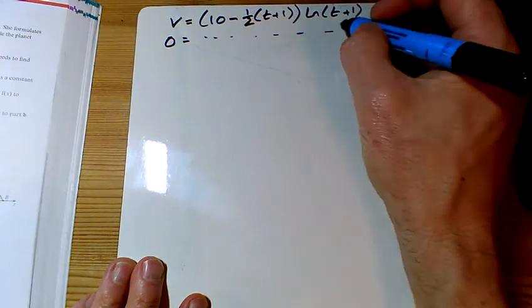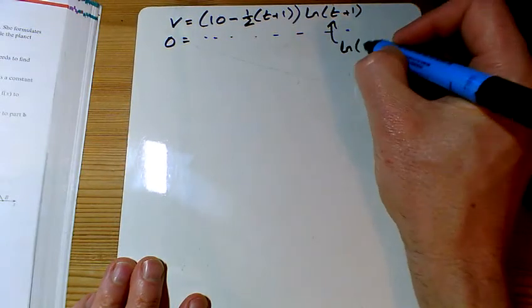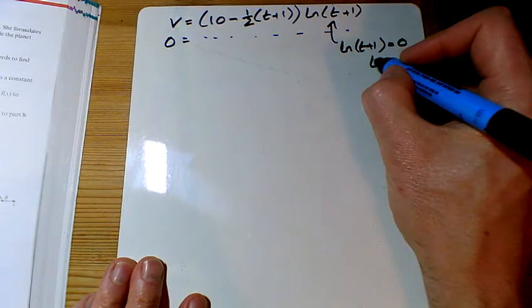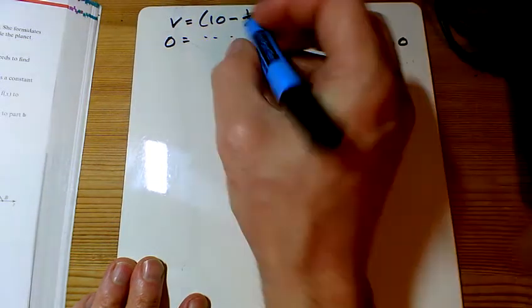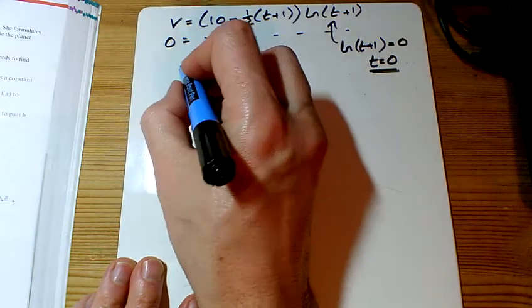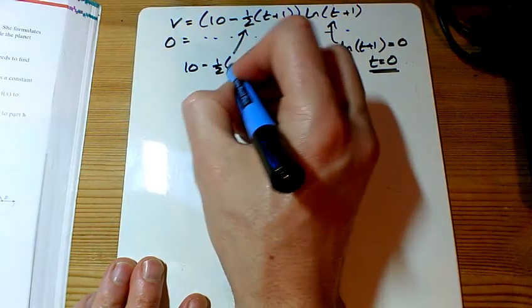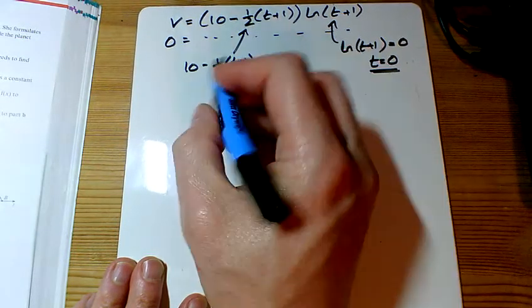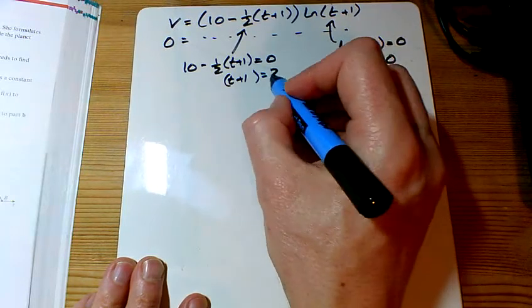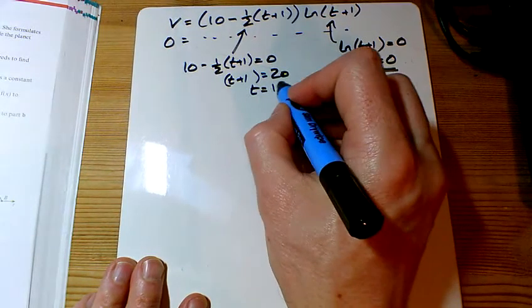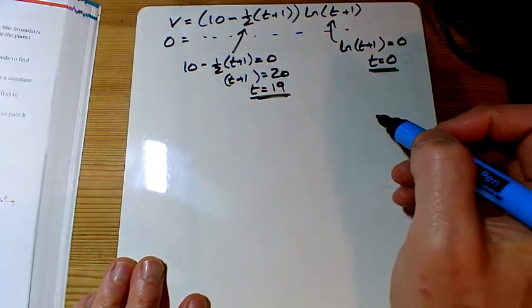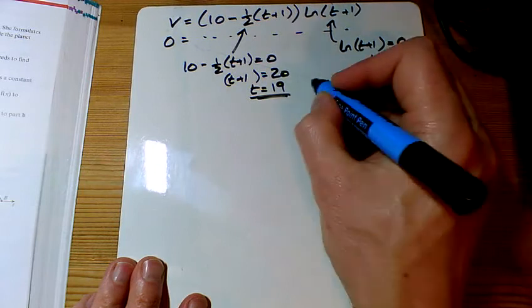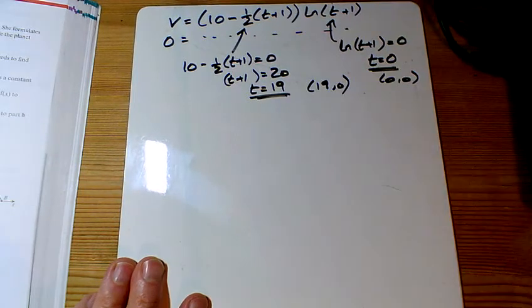So there's two choices. Either the ln of t plus 1 is equal to 0, and of course the ln of 1 is 0, so that gives you t is equal to 0, or the other part equals 0. So 10 take away a half t plus 1 is equal to 0. So that's t plus 1, add that on and times by 2 in 2 lines there is 20. So I've got t is equal to 19. So I've got two places where the coordinates of A and B are 0, 0 and 19, 0. That's part A.